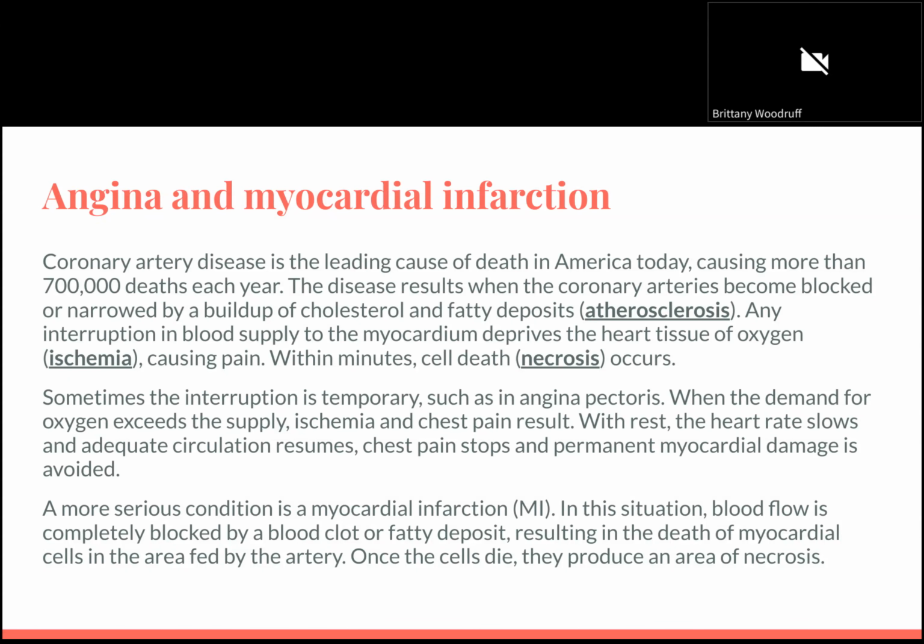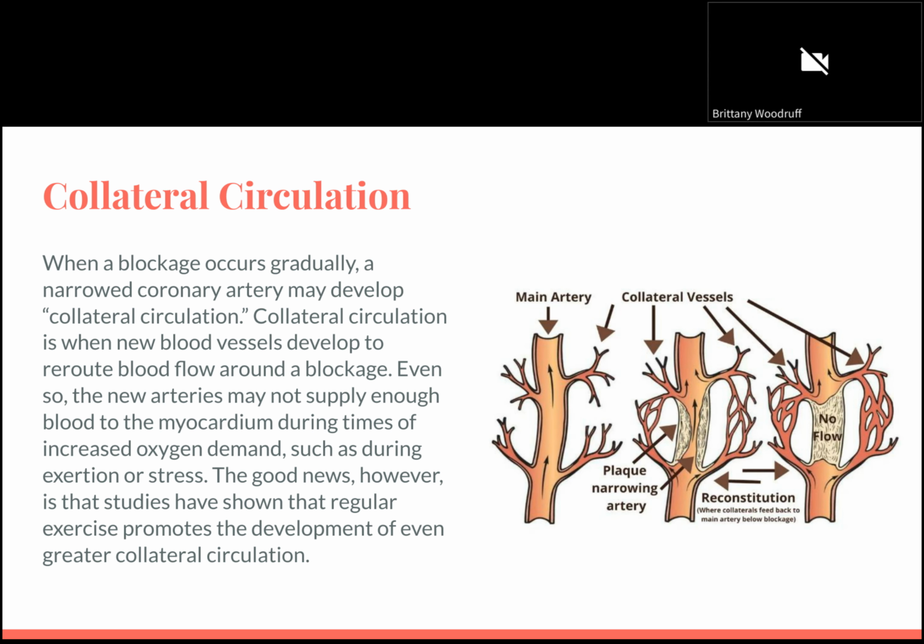Now, sometimes this interruption is temporary, and sometimes it can cause a myocardial infarction. Luckily, your body has a way of preventing this. You can develop what's called collateral circulation, which is basically your body making side roads so that it can bypass these fatty deposits. But it's only going to make those if this is happening over time. So if you start to get a narrowing artery over time, your body will start to make these collateral vessels before it completely blocks off.